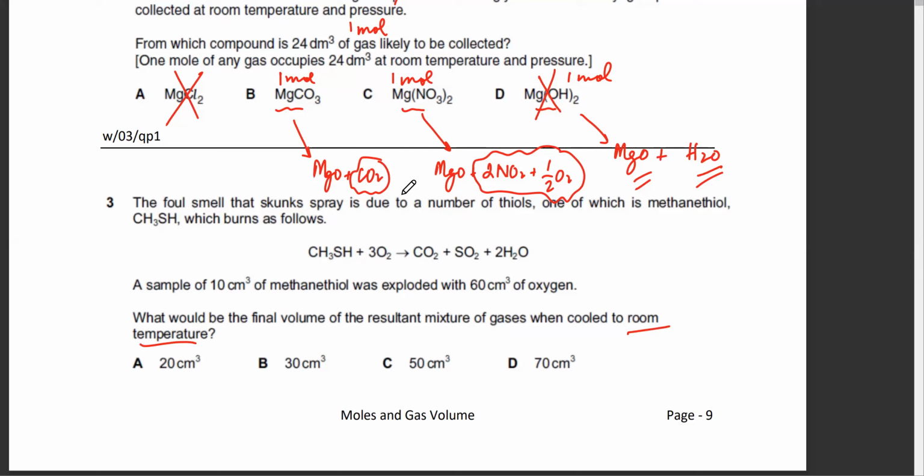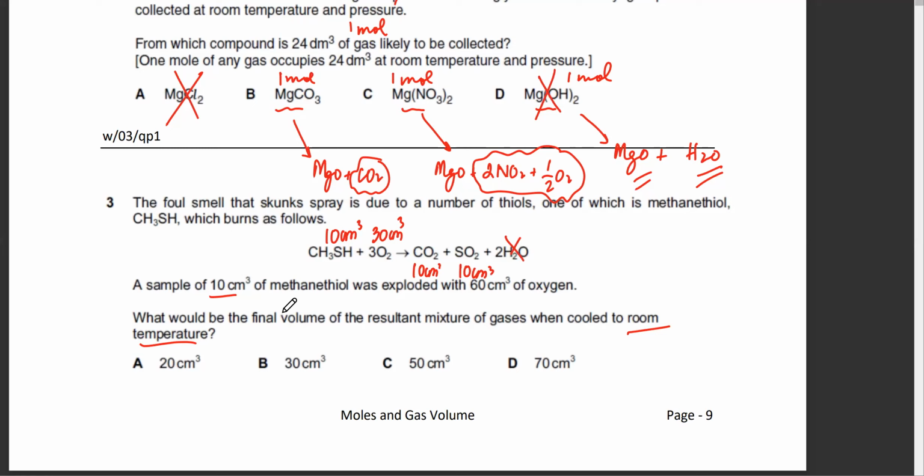One of which is methane thiol, which burns, it's exploded with 60 cm cube of oxygen. So 10 cm cube, this is the formula. Then O2 reacted would be 30, and CO2 would be 10. Similarly, SO2 would be 10 as well. Clear? And H2O won't be in the count, right? We won't count it, it's not a gas.